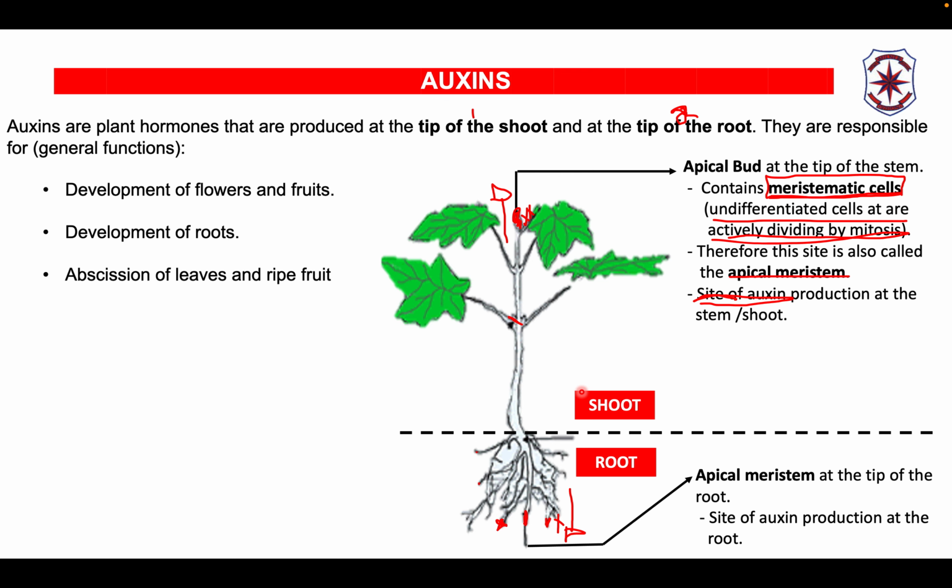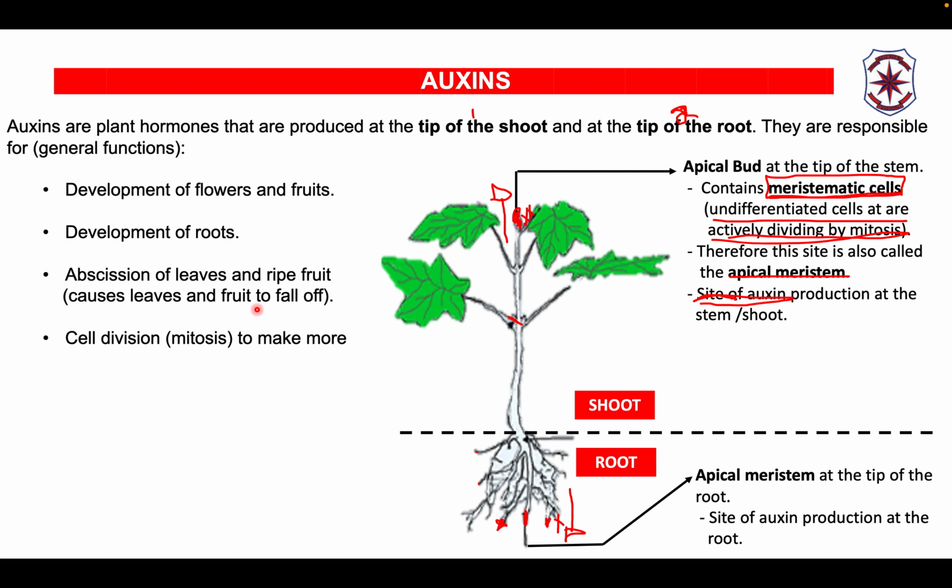Abscission of leaves and ripe fruit. Now, this word abscission, what does abscission mean? Abscission means the falling off of the leaves and the falling off of the ripe fruits. So when you speak about abscission of leaves and fruits, we are talking about the falling off of leaves and the falling off of ripe fruit from a plant.